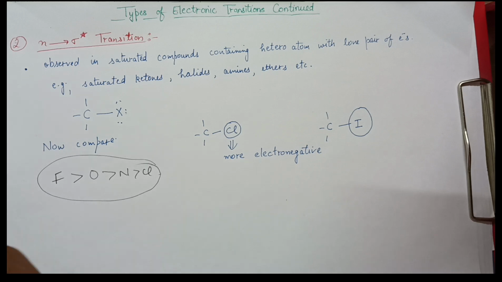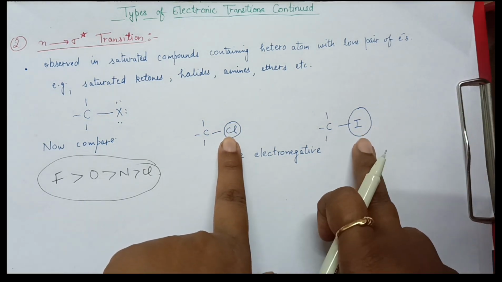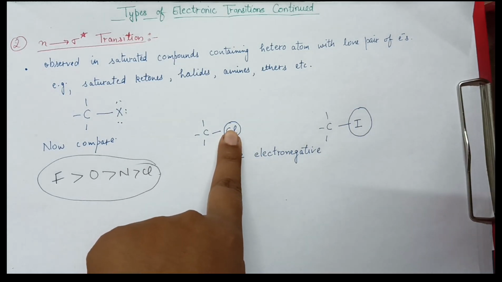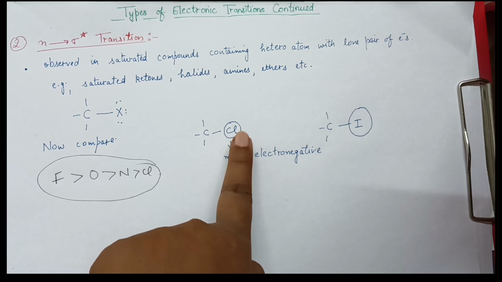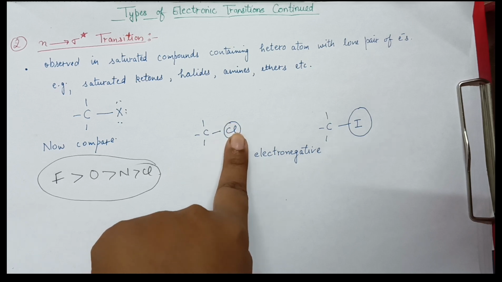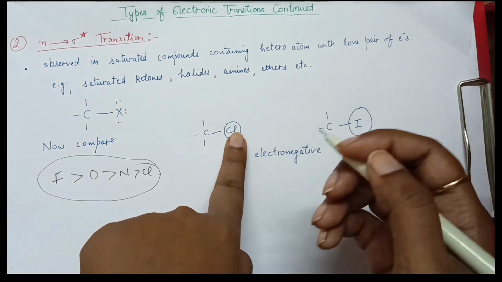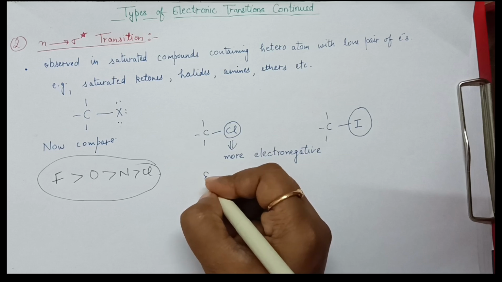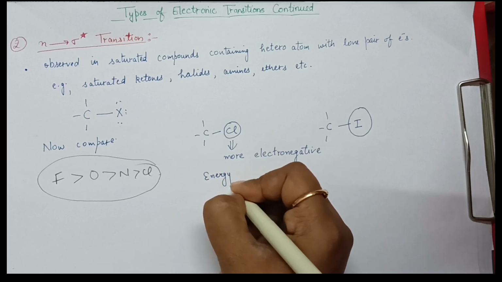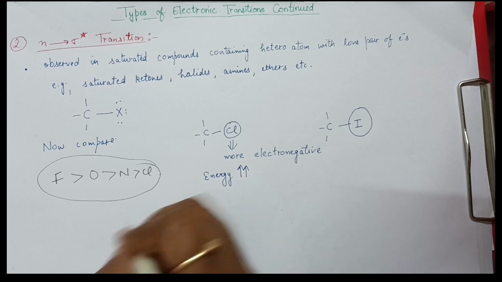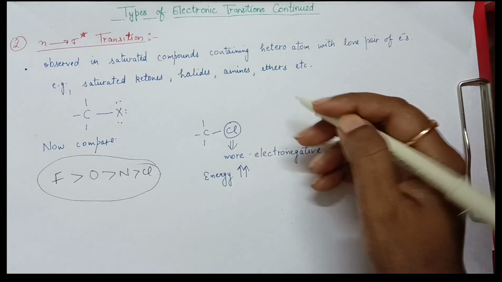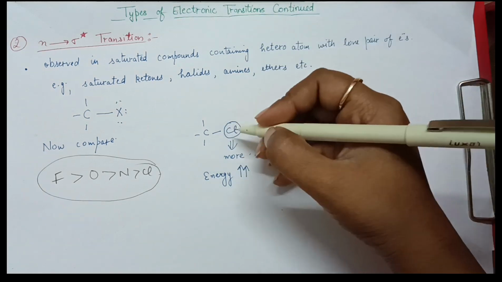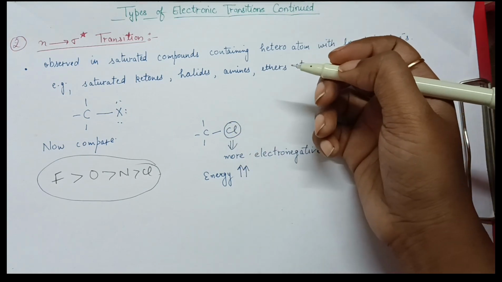Now, because chlorine is more electronegative than iodine, chlorine will hold the electrons more strongly towards itself, so more energy will be required for the excitation of those electrons. So here the energy required will be more. Why? Because it is electronegative, it holds its electrons very strongly, so more energy is required to take out those electrons for the excitation.